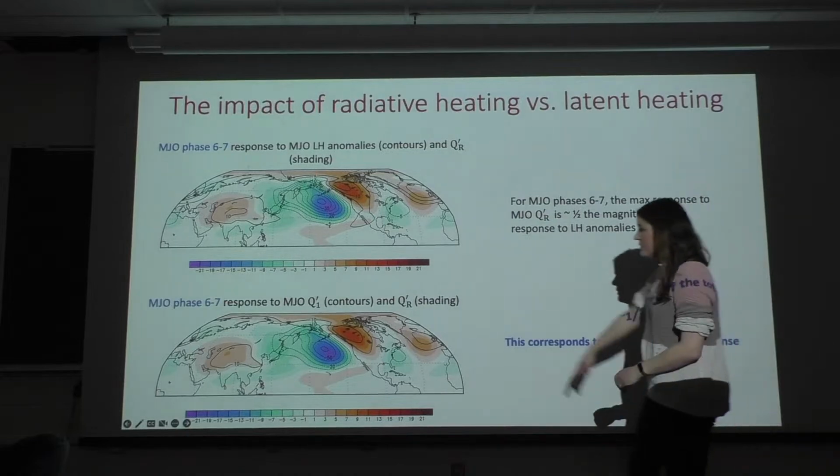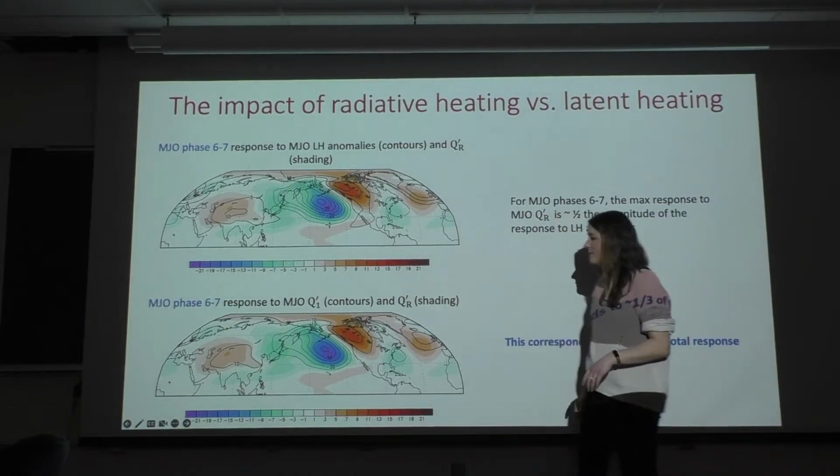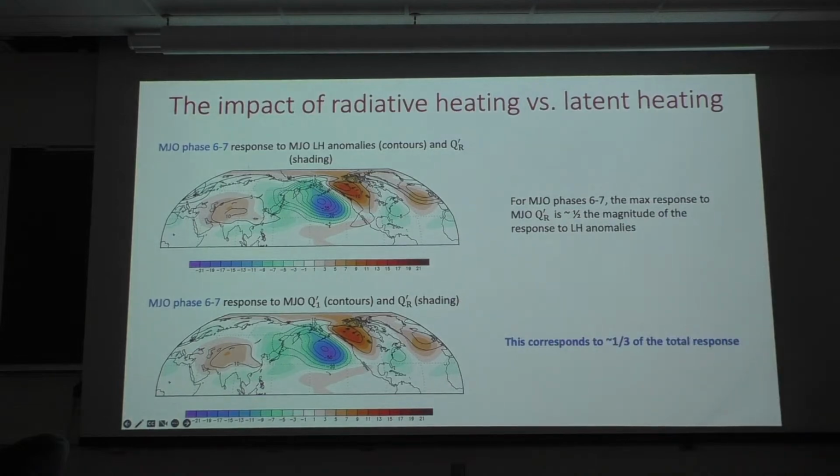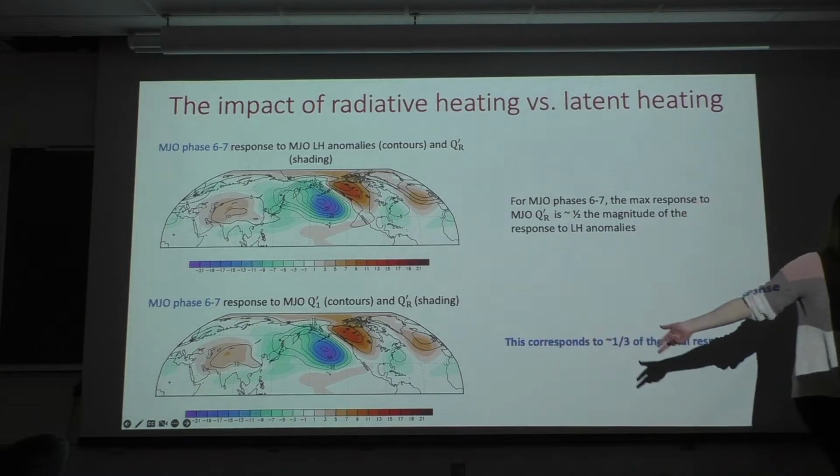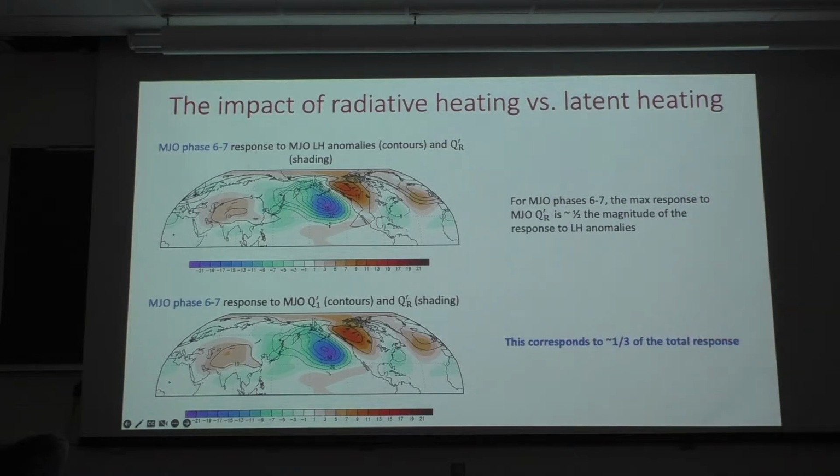is due to QR. So that's a large portion of the magnitude, right? This tells us that we need to get radiative heating right if we want to properly simulate our MJO teleconnections. Otherwise, we're going to be missing a pretty substantial chunk of our magnitude.